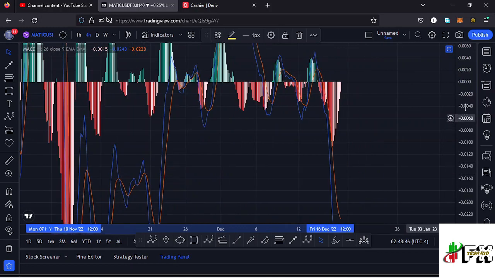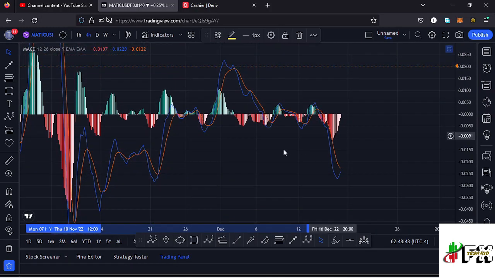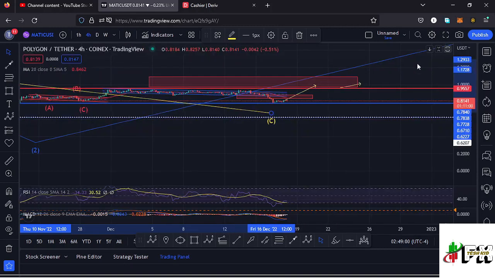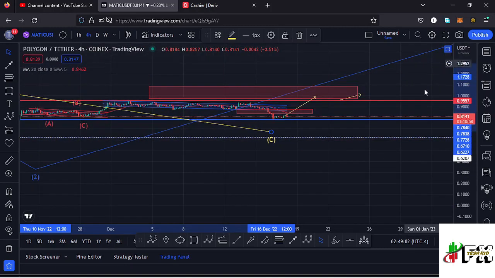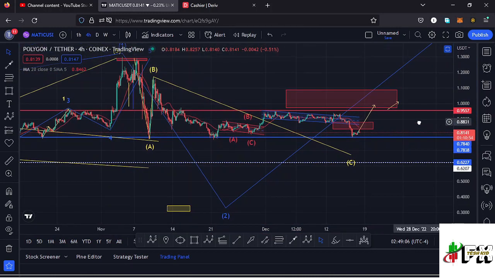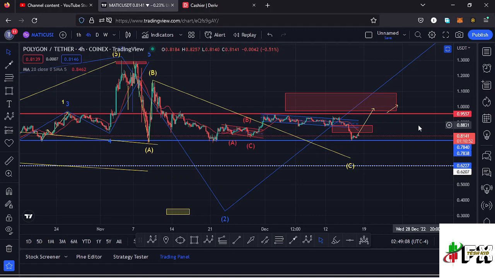Also taking a look at the MACD, here on the MACD we have printed a bearish crossover, but you can see we are seeing a decrease in the ascending momentum, meaning very soon we might be able to print a bullish cross. So let's be patient and see how that plays out, and maybe expect a bit of a recovery here on the Polygon Matic chart, given the key area of support at around the $0.78 mark. And that's the update for Polygon Matic.